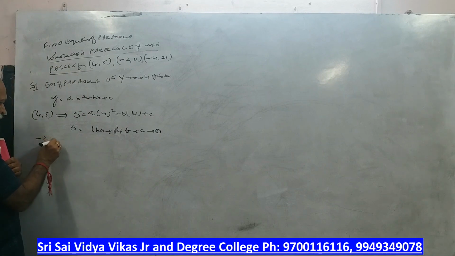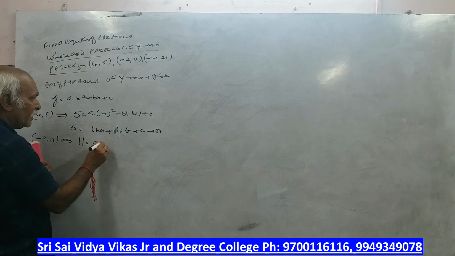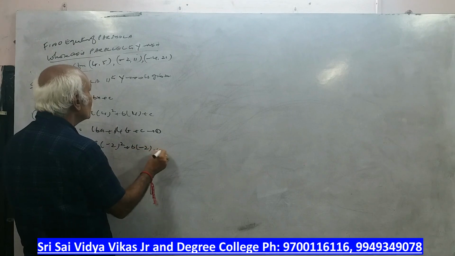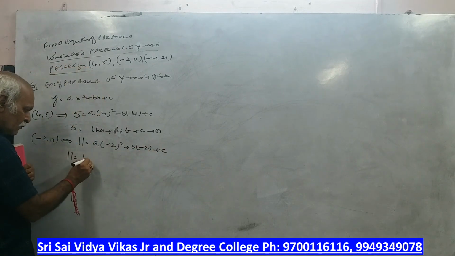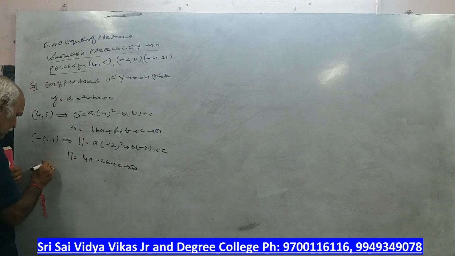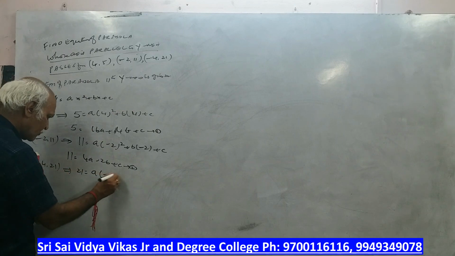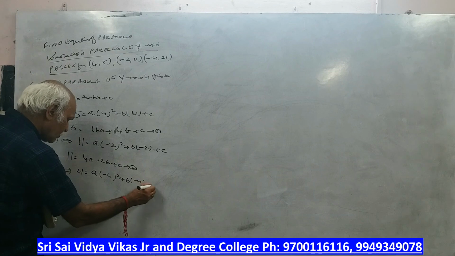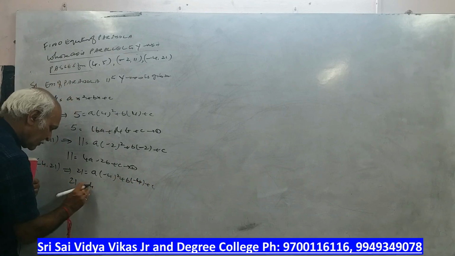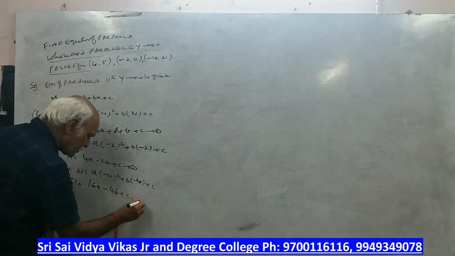Minus 2 comma 11. So here 11 is equal to a into minus 2 square plus b into minus 2 plus c. So 11 is equal to 4a minus 2b plus c, second equation. What is the last one? So 21 is equal to a into minus 4 square plus b into minus 4 plus c. Okay, so 21 is equal to 16a minus 4b plus c, third equation.